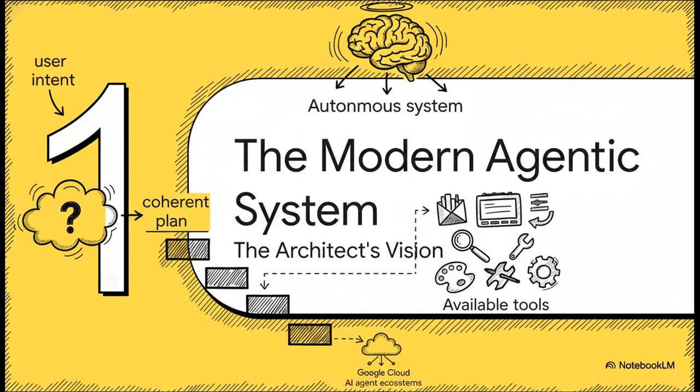What does a modern agentic system actually look like? It's really all about creating an autonomous system that can figure out what a user wants, come up with a multi-step plan to do it, and then actually use a whole range of different tools to make it happen.